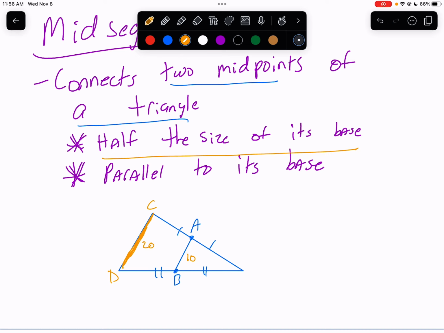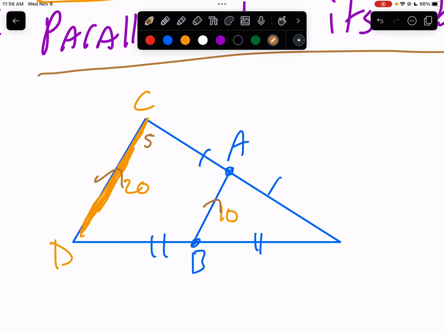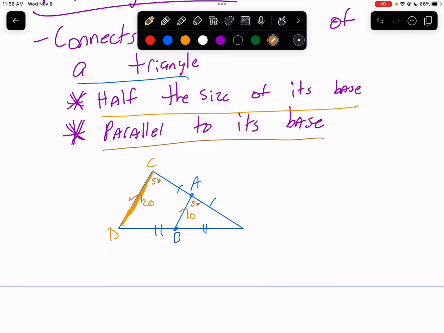And the second thing that must occur is that it must be parallel to its base. And so we know that these two lines will be parallel. That means we know stuff about angles, right? If this angle is 50 degrees, this corresponding angle would be 50 degrees. Those are the things that we know.